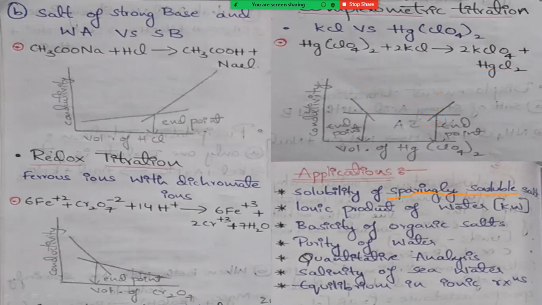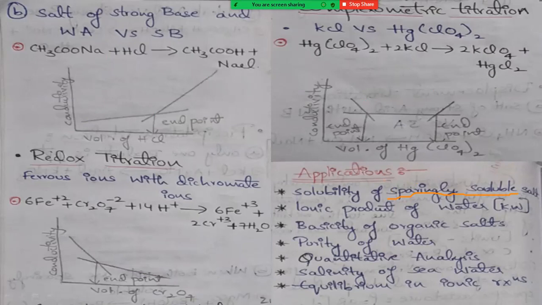So generally precipitates have sparingly solubility. It has very low solubility. For example, silver chloride, barium sulfate, lead sulfate. So these compounds have very low solubility. It is very difficult to identify the solubility of those compounds, but it is possible by using conductometric titration methods, right? So this is the first application of conductometry.